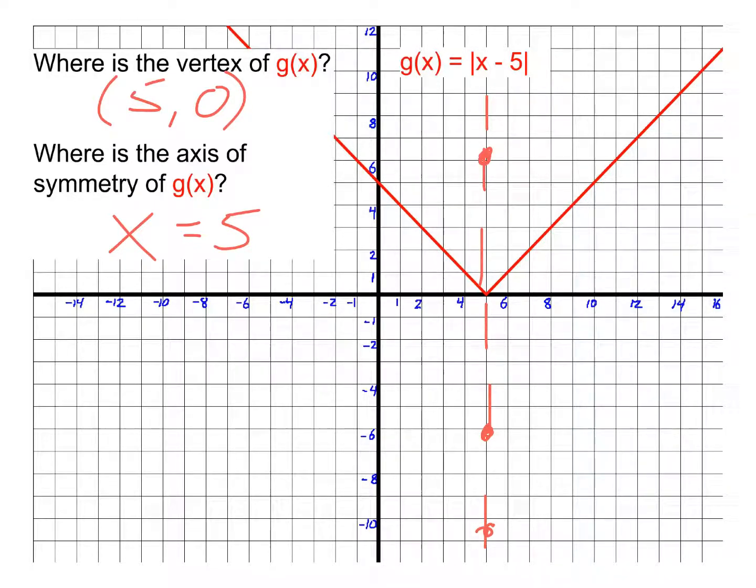Now, why do people get it mixed up? Because it looks like it's the y-axis, right? It's going the same direction as the y-axis. But that doesn't mean it's y equals. In fact, it does have to be x equals.